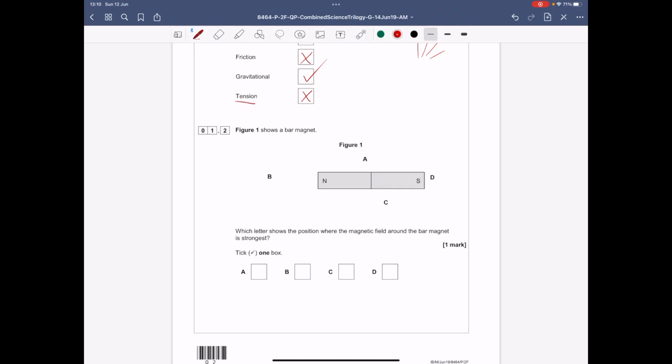Question 1.2. Figure 1 shows a bar magnet and you've got 4 positions A, B, C and D. Which letter shows the position where the magnetic field around the bar magnet is strongest? Well, we should remember that on a bar magnet, the magnetic field lines come out of the North Pole and go round to the south. Now, the field lines are strongest when they are closest together, and that tends to happen at the poles. B is further away than D though. D is right by a pole, so we would expect D to be where the magnetic field is strongest.